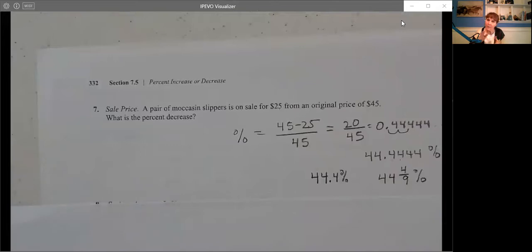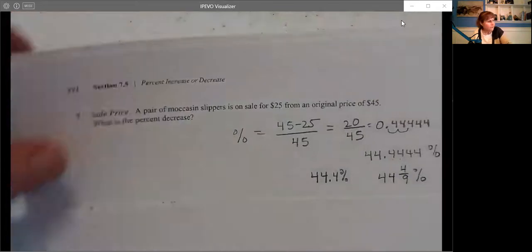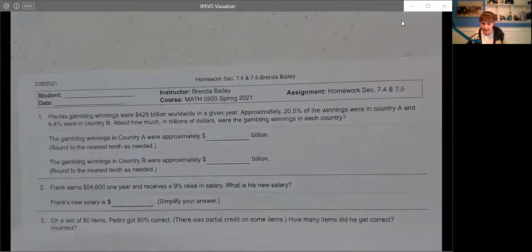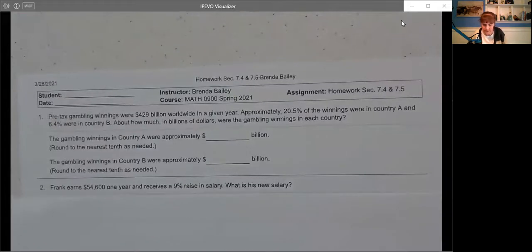All right, I think that's probably enough on percent increase or percent decrease. It's really not bad. Maybe we'll look at a few of your homework problems now, or you can quit and try your homework problems. Let's look at number 1.